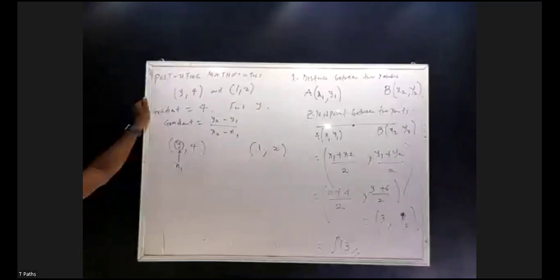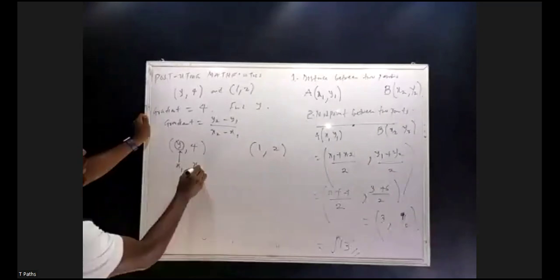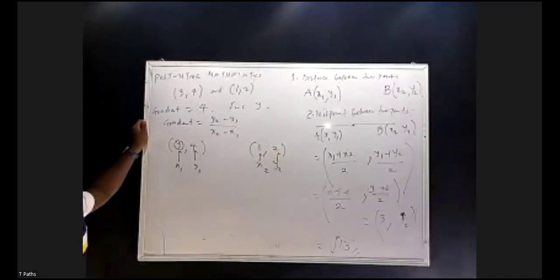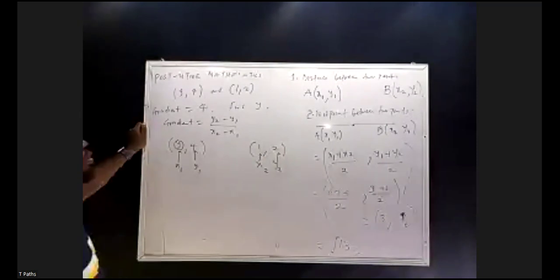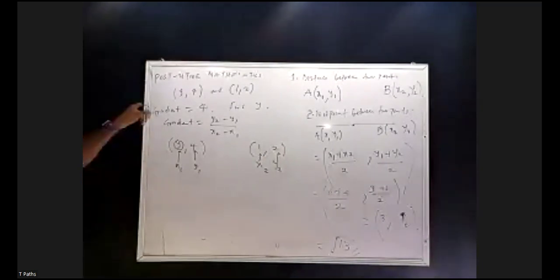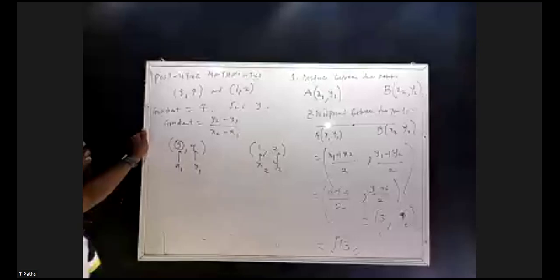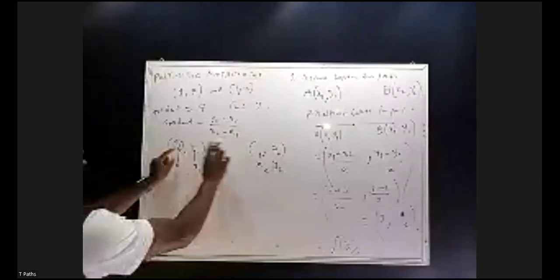Why? That's what we are looking for. My X2 is this guy. My Y1 is this, this is my X2, and this is my Y. Okay. X1, this is my Y1, this is my X2, this is my Y2. All I just need to do is put each of these things in its place.